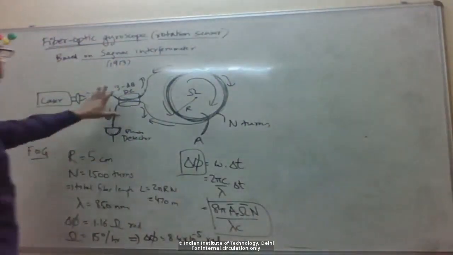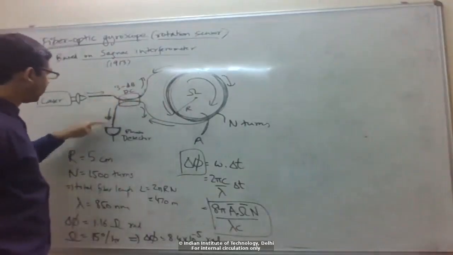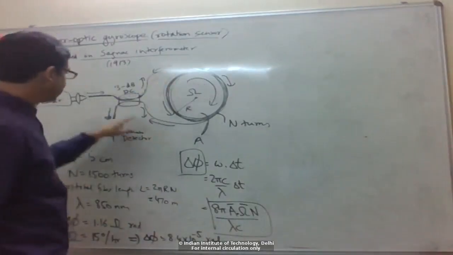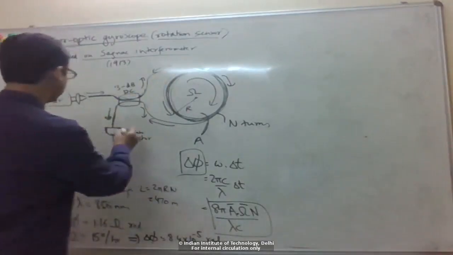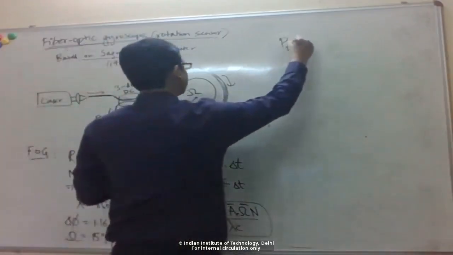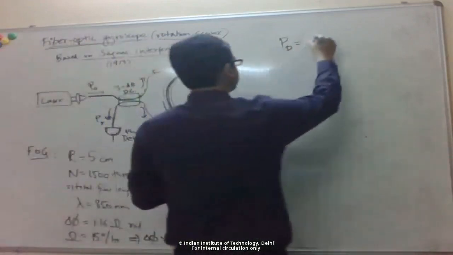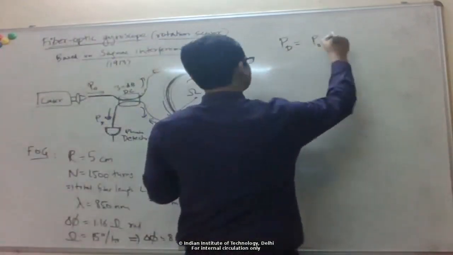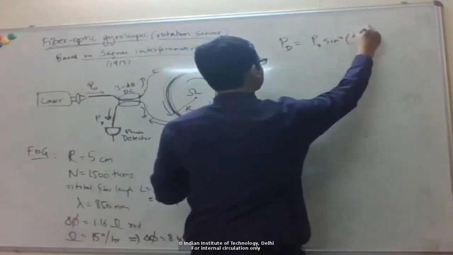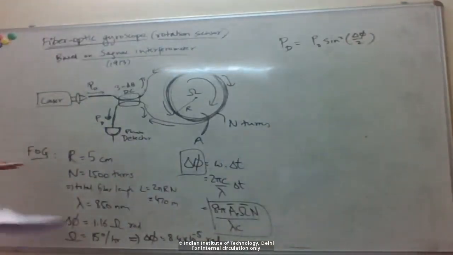As we discussed, if you have zero rotation, then the two paths destructively interfere and there should be no light at the detector, right? But when you have some rotation, there is some phase shift and there is some light at the detector. If we call this light at the detector PD, then PD is P naught, the power we put in here, times the same formula, sine squared of delta phi by 2. So you can do the same analysis here.